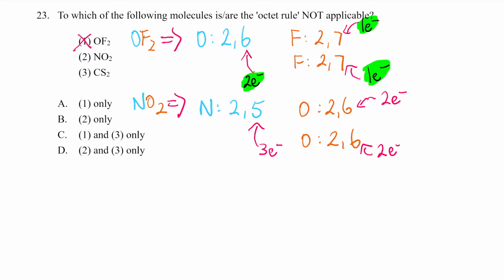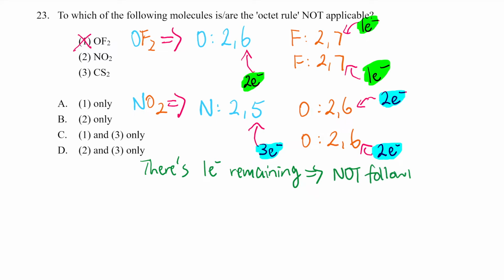Do you notice this time, though? Unfortunately, the numbers do not match. On the left, I have 3 electrons. 2 of the electrons can be shared from here, 1 electron can be shared from here, but there is 1 extra electron remaining. If there is 1 extra electron remaining, that means that molecule is not following the octet rule. So you can write here: there is 1 electron remaining, so it's not following the octet rule. So here, NO2 is not following the octet rule.